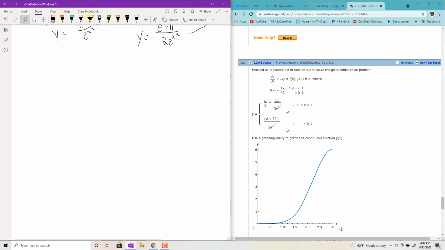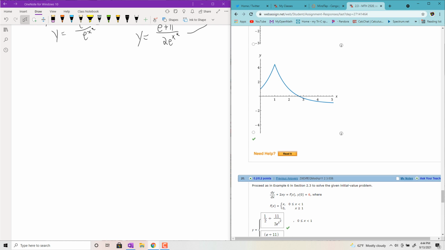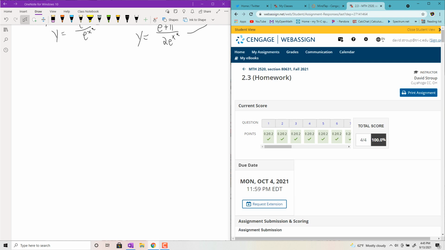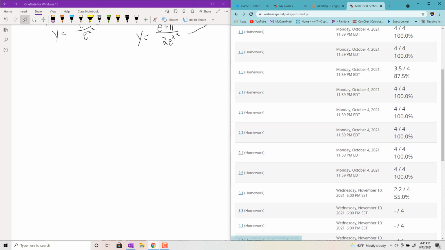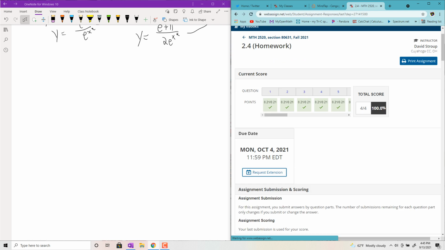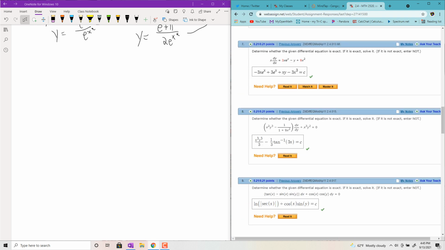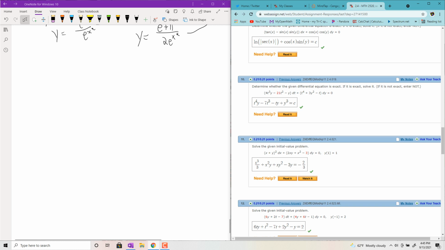Okay, so those are fair game. What else? That's 2.3, 2.4. So 2.4 was the exact equations. I'm not going to do any of the ones where you need to do the integrating factor. So you have to memorize the formulas, and I'm not big on memorizing tons of formulas. So just be able to do these exact problems. Let's try number 11. This has also an initial value to it, so be able to do the ones that have initial values as well.